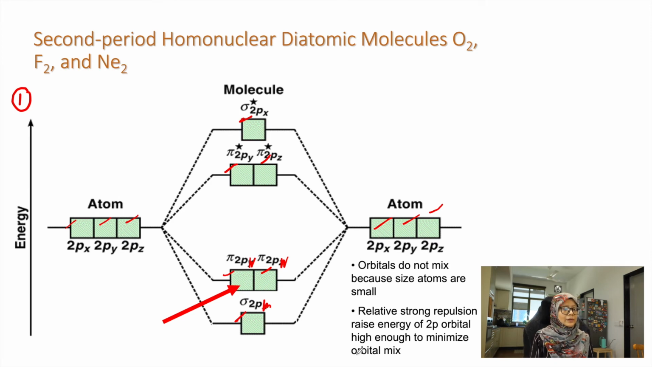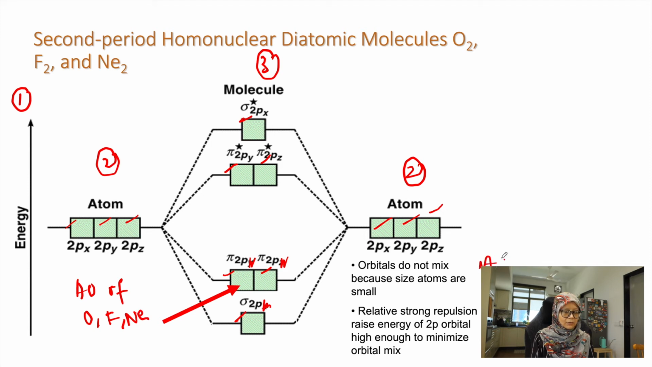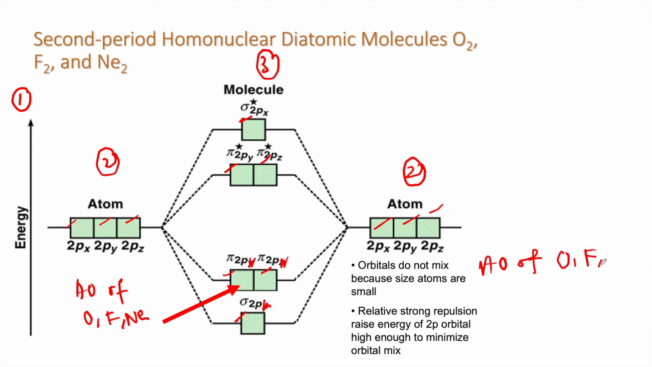Okay, and the last one, this is number 2, and this is number 3, and number 4. You just need to fill up the electrons from the atomic orbital here, and fill up in the MO here. So this is the atomic orbital of O, F, and Ne, and this is also similar, the AO of O, F, and also Ne. While for this one is the MO, molecular orbital of O, F, and also Ne.